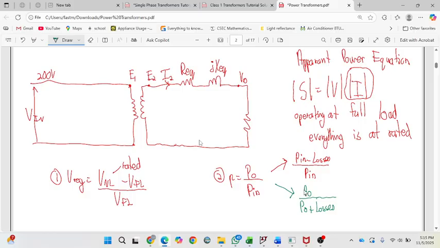When will you know how to use it? You will use the first one when you have more info for the primary side, which is the side the P in is coming from. And you will use the other one when you have more info for the secondary.